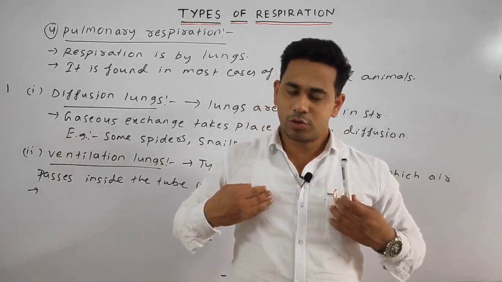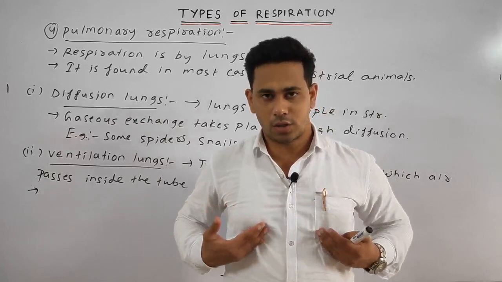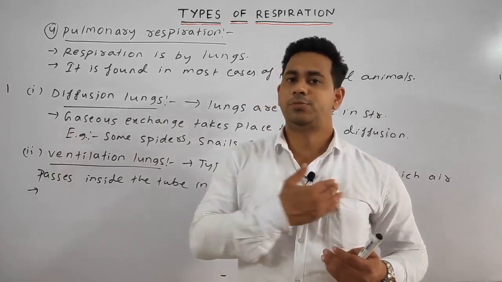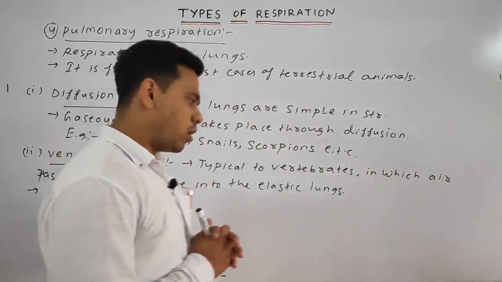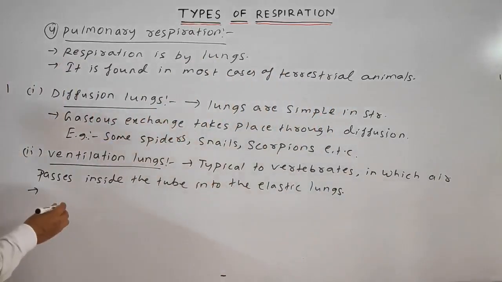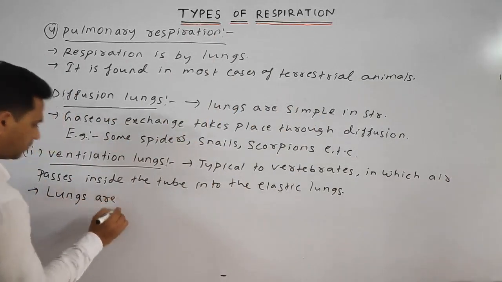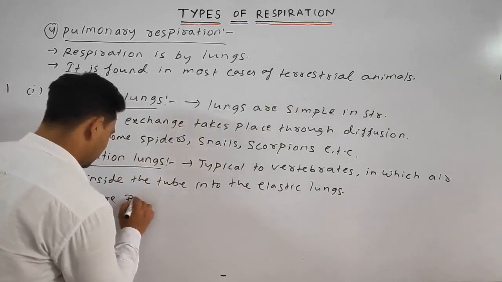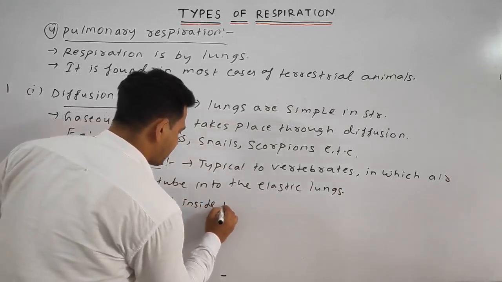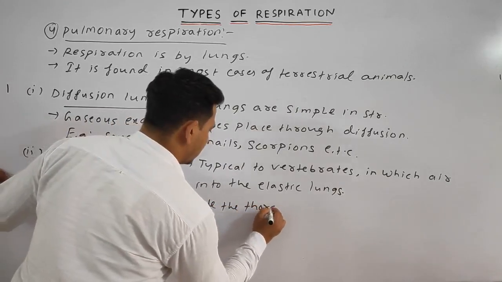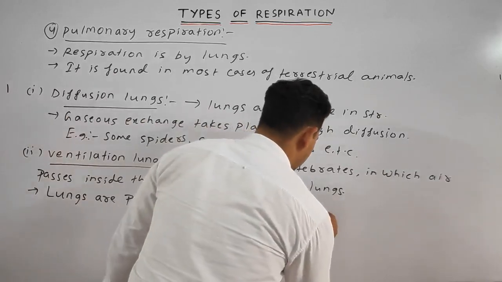This is our thoracic cavity, and the lower portion is our abdominal cavity. Obviously the lungs are present here, so this region is the thoracic cavity or thoracic chamber. So we can write that the lungs are located inside the thoracic chamber.